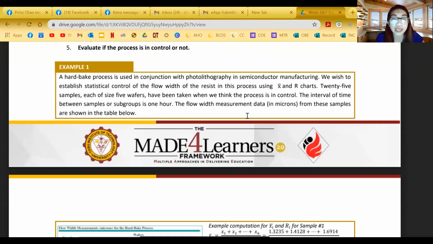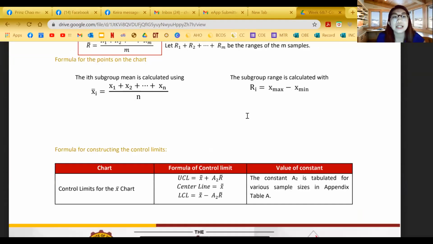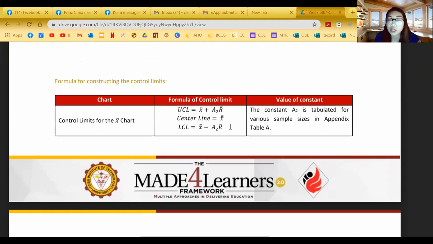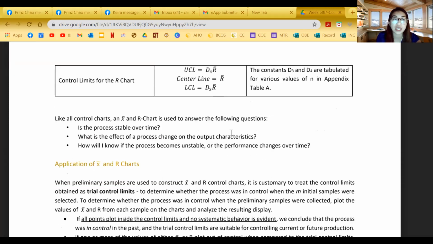So here, in your X and R example, the formula is double barred X plus A2 barred R. The central line is the grand average. Then the LCL is the double barred X, but this time minus A2 barred R. A2 is derived from the table of constants. For the R chart, the UCL is D4 barred R. The center line is the average of the ranges. Then the LCL is D3 times the average of the ranges.